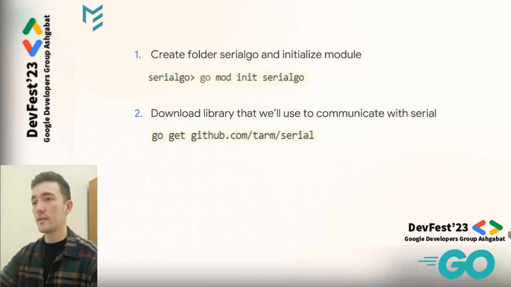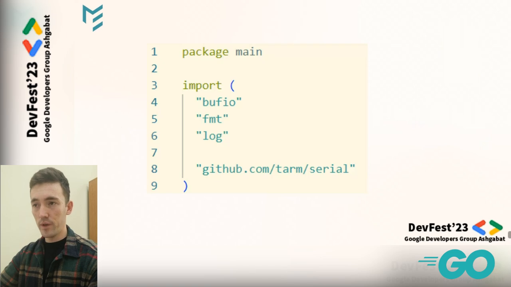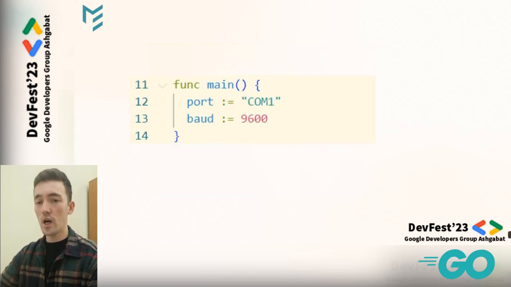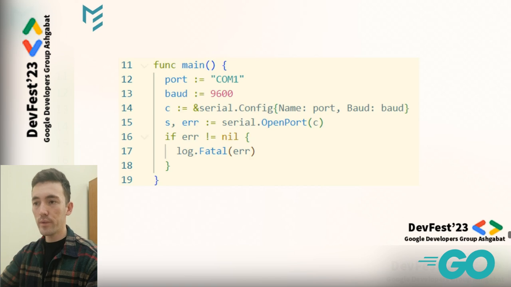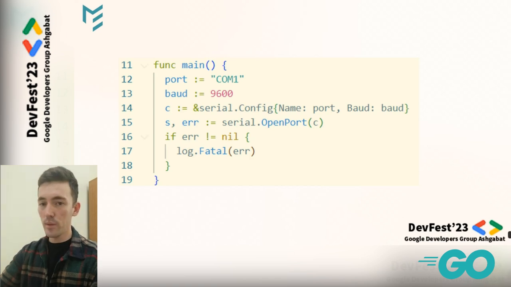And here we create a folder named serial go. You can change this name. We initialize the module and we get the library that is called serial to communicate with it. And here we have some imports. So we should define a COM port of an Arduino. If you use Linux, it would be TTY/USB something. And baud rate is the baud rate of an Arduino that communicates with it. You should note that baud rate should be the same. The next thing is that we configure the serial and open the port, and if you don't have problems, we continue.